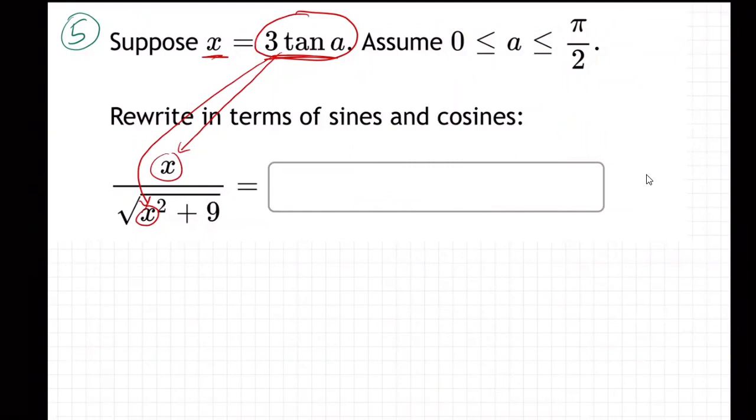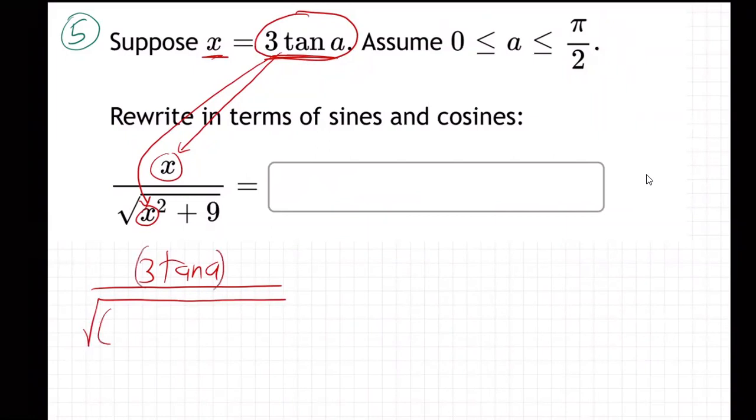So I'm going to plug in that x. Remember when we plug formulas in, well, here, let me write it. 3 tangent a on the top, and then on the bottom, square root of. And now when we plug in, you put parentheses. So I'll put parentheses here and parentheses here. 3 tangent a squared plus 9. There we go. Okay, so what happened? I just plugged in to both those x spots 3 tangent a. Is that making sense so far?